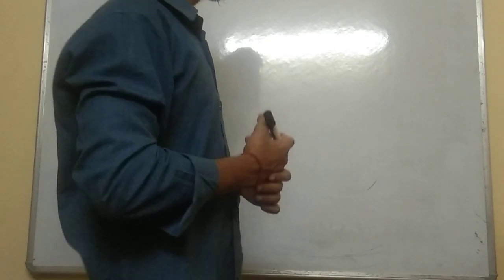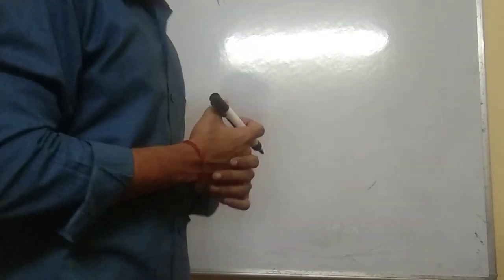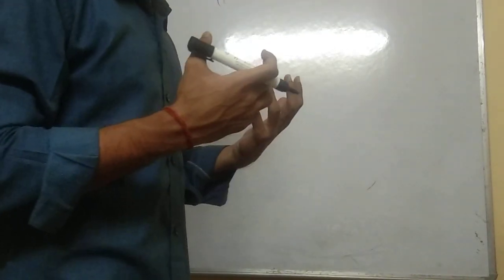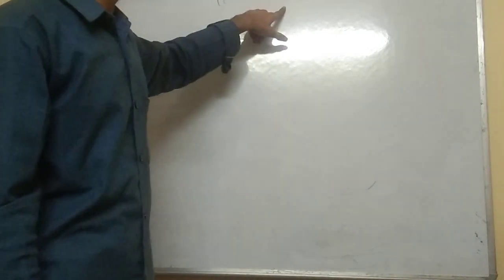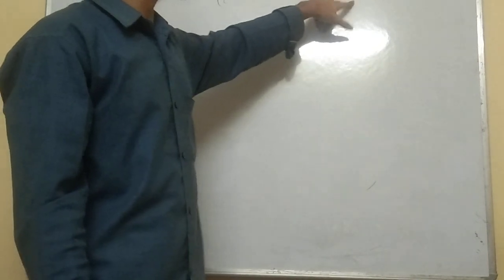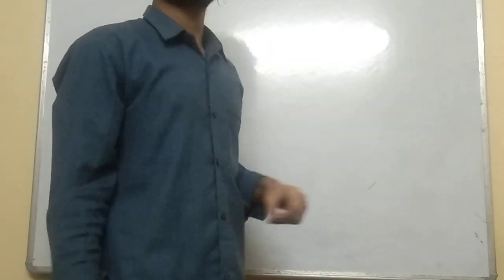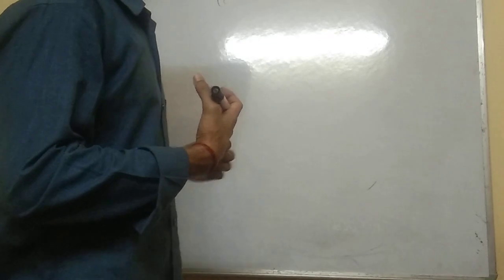So, friends, we have taken this new question of variable separation. The question is e to the power y plus 1 cos x dx plus e to the power y sin x dy is equal to 0. Now we have to solve this differential equation.